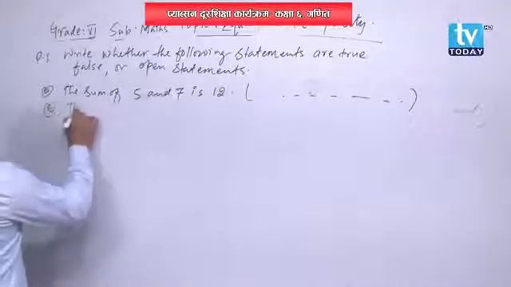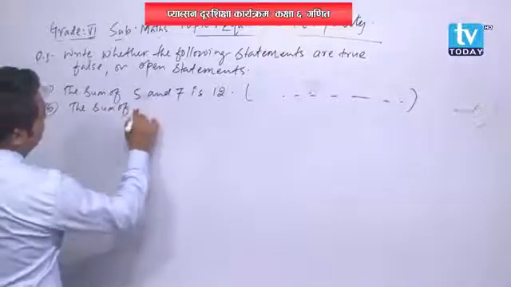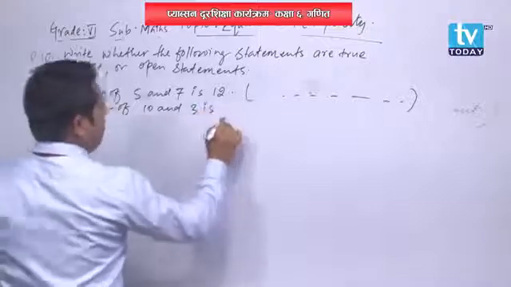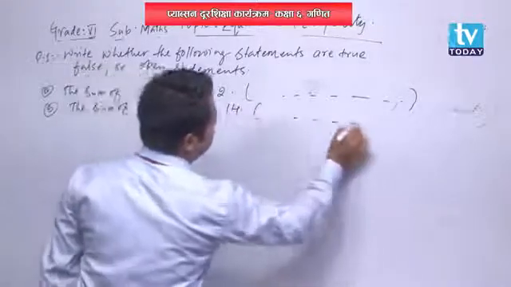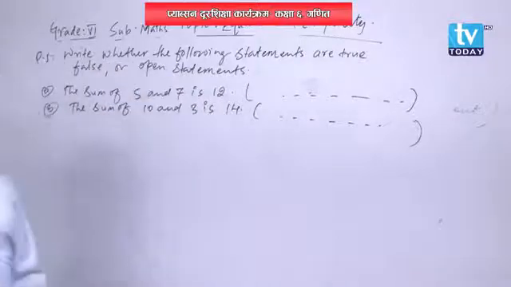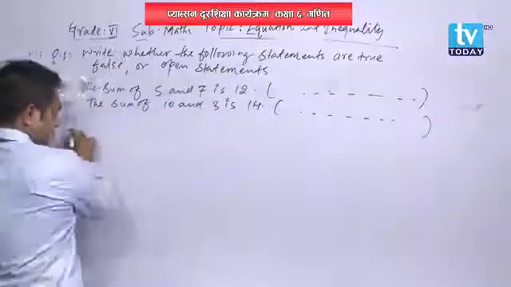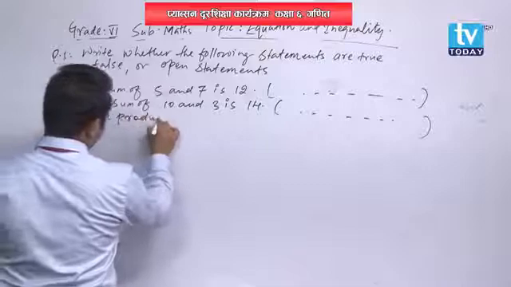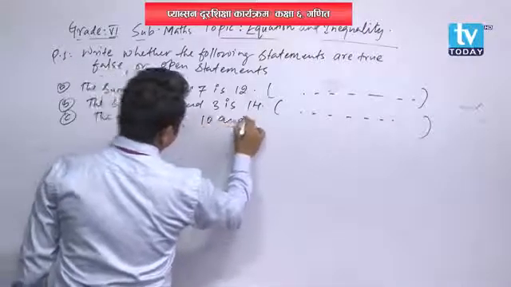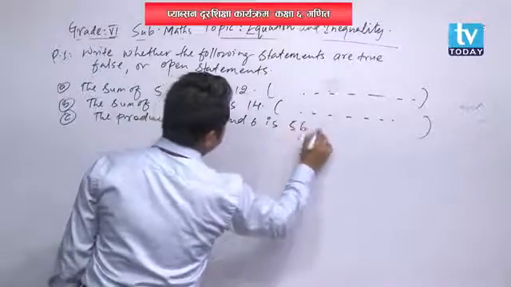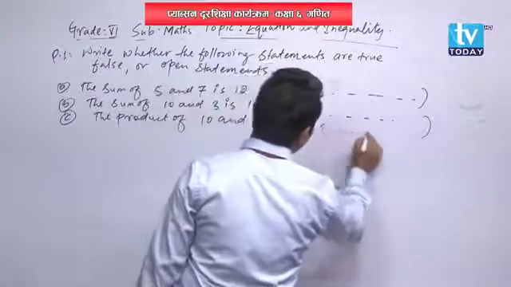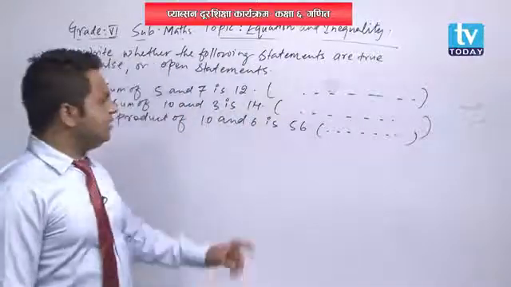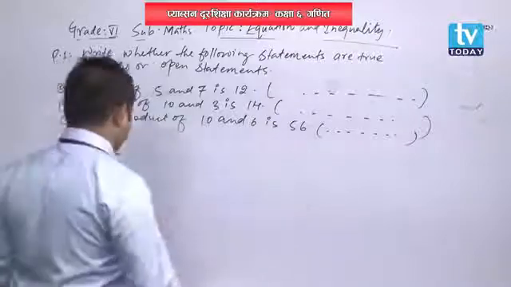Number B, the sum of 10 and 3 is 14. What kind of statement is this? Okay. Now number C, the product of 10 and 6 is 56. What kind of statement is this? Whether this is a true statement or a false statement or an open statement. Please, you can write this yourself. Okay, we already discussed all this.